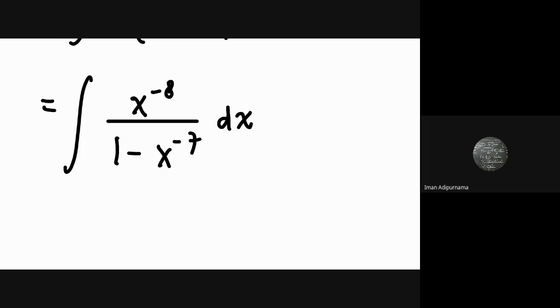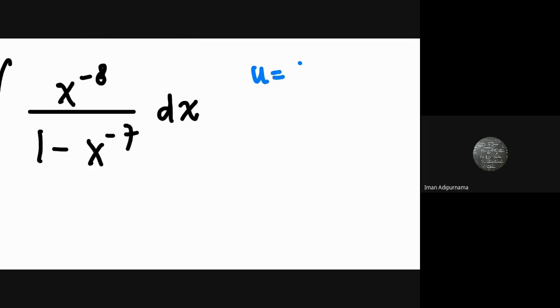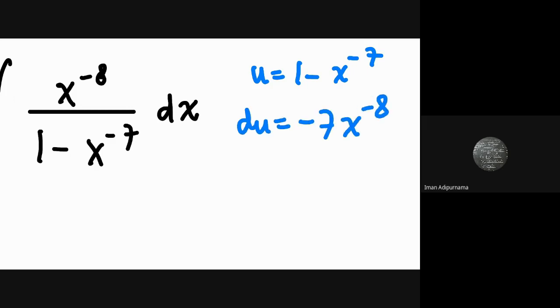Remember that when you differentiate, your power should reduce, right? So if your power is x squared, it becomes x to the 1. So if your power is -7, when you differentiate, it will be -8, and it will fit perfectly for our situation here. So if we substitute u equal to this, then our du will be this, and it will be perfectly fit for canceling the x with power of -8, right?